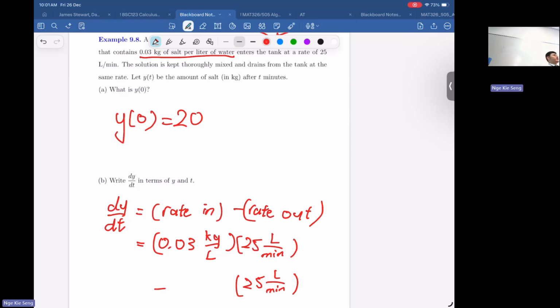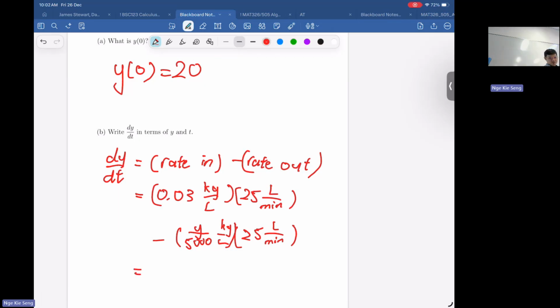So your rate coming in is 25 liters, and going out is 25 liters. So your volume is not changing actually. But what could change is the amount of salt in the tank. The water coming in and going out is the same, so you keep the volume as 5,000, but the amount of salt might change. We don't know how it changed, so we leave it as y. Okay, so this is our differential equation.